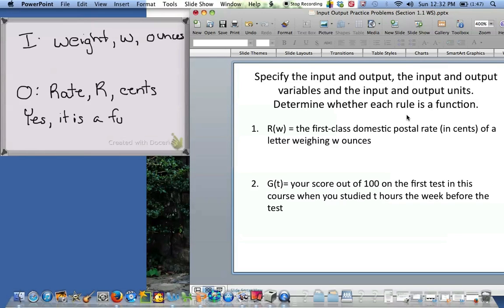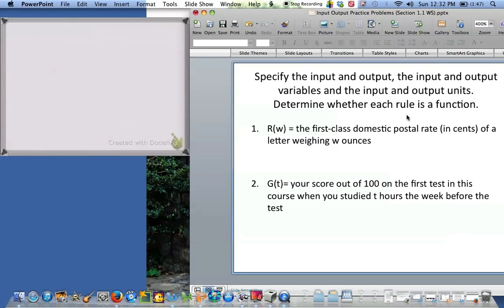Okay, so let's take another look at number 2. So number 2 is how well you did on a test depending on how many hours you studied the week before. So your score is dependent upon how much time you put into the test. So our input will be our time. How much time did you actually sit down and study for the exam? And your output is going to be your score.